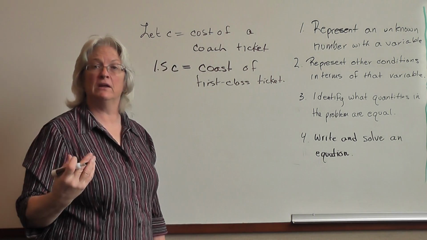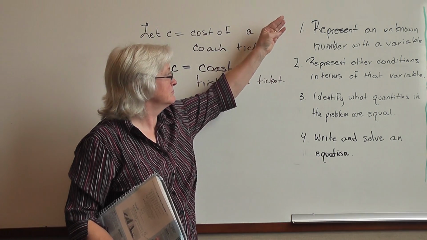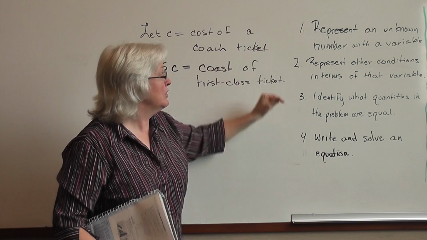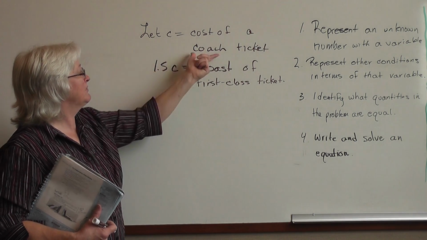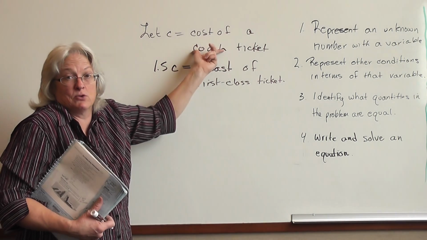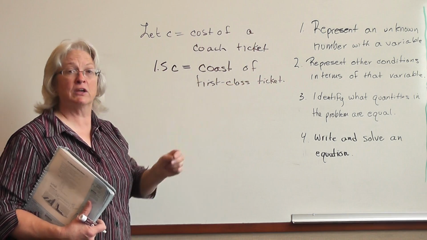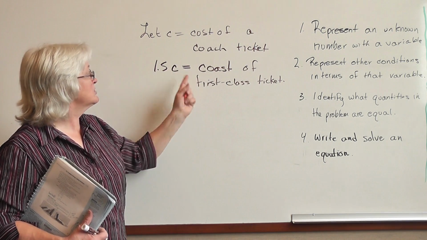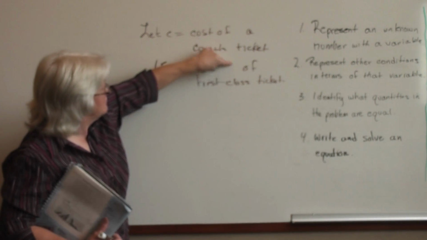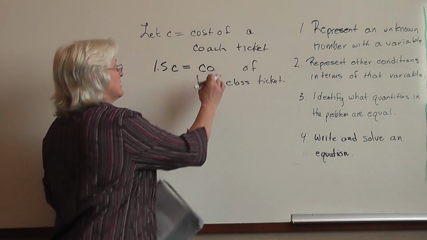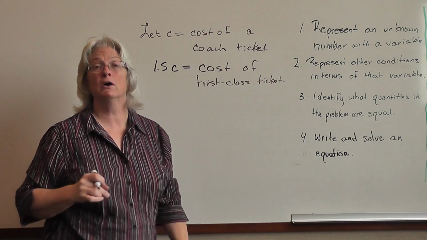So now we have completed the first two steps of our algorithm, of our plan for how we're going to write an equation. We've represented an unknown expression with a variable, an unknown number. How much does a coach ticket cost? We don't know. We're just going to say it's C. We've taken other conditions in the problem, which is the cost of a first class ticket, and that is 150% the cost of a coach ticket.